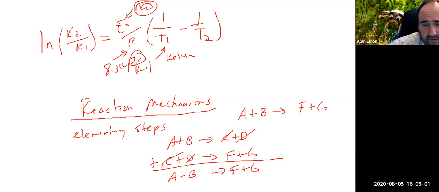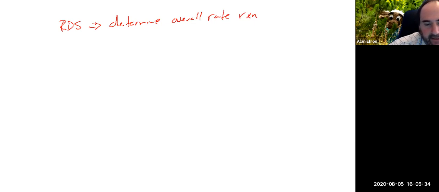Now, in this case, there are certain steps along the way that may be a slow step. There may be a fast step. And a slow step is what is known as the RDS, or the rate determining step. And that is the step that basically will determine the overall rate of the reaction. The slow step is really the step that has to happen in order for that product to be formed. And again, a mechanism may be 2 steps, 3 steps, 4 steps, a whole bunch of steps, but somewhere along the way there's a rate determining step.